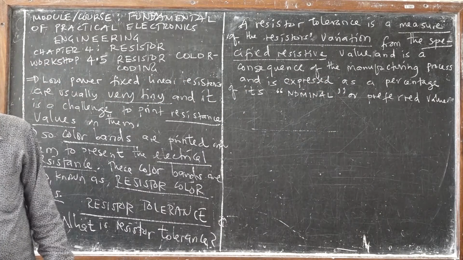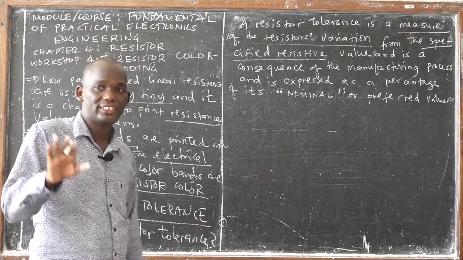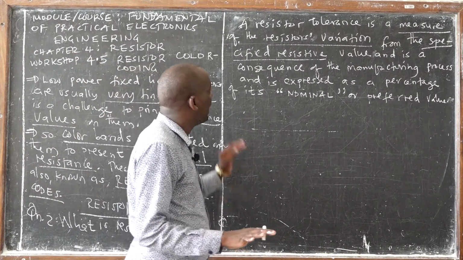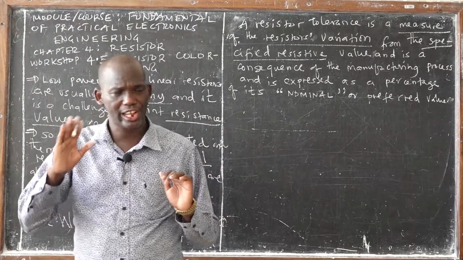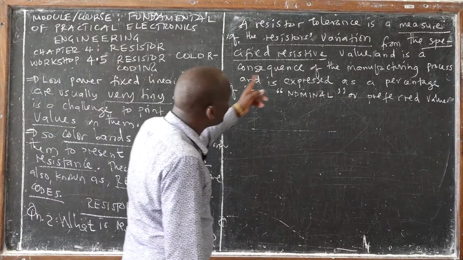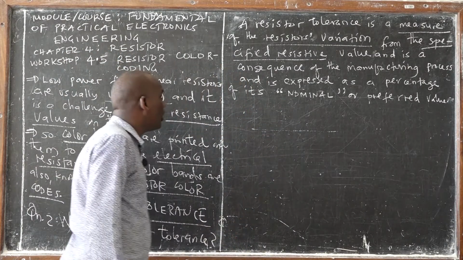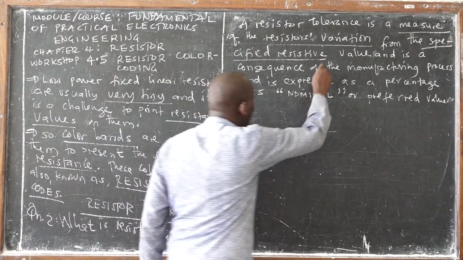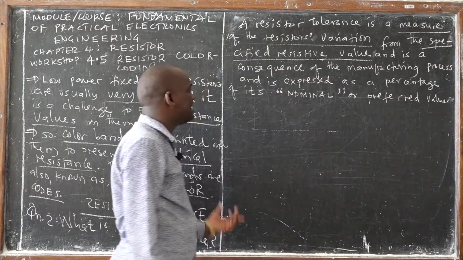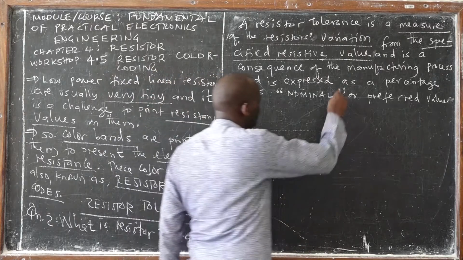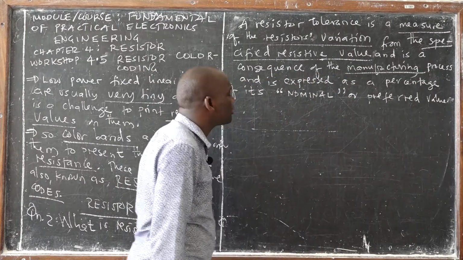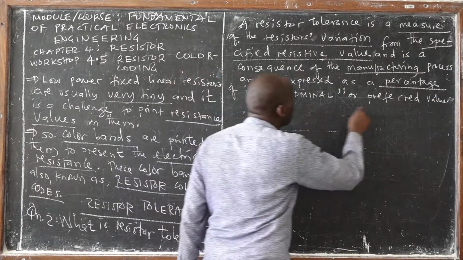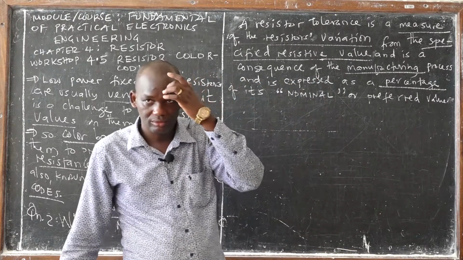Class, stop writing, listen and watch. Physical students and the online students, stop writing. Listen and watch. Don't slumber. A resistor tolerance is the measure of the resistor's variation from the specified resistive value, and is a consequence of the manufacturing process. And this one is expressed as a percentage of its nominal or preferred value. Listen carefully.